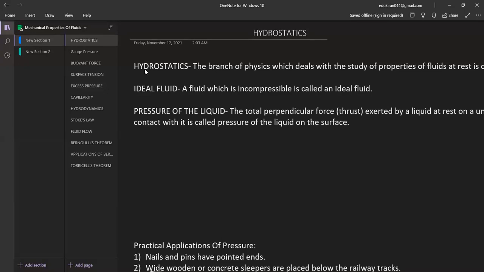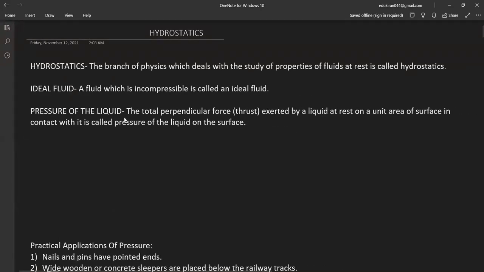this is that branch of physics which deals with the study of properties of fluids at rest. When the fluids begin their motion, we use the term hydrodynamics. So under hydrodynamics, you have Stokes' law, fluid flow, Bernoulli's theorem, then application of Bernoulli's, Torricelli's. All right, all these you have. So in hydrostatics, we will not be using the terms like velocity, acceleration, because there isn't any movement by the fluid particles. For us, fluids are at rest right now. So yes, let's start with hydrostatics.